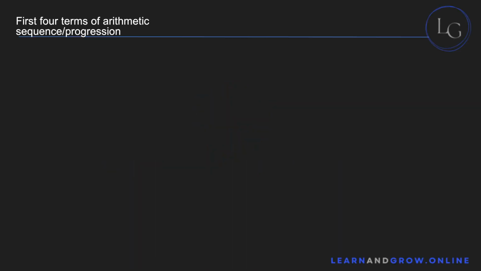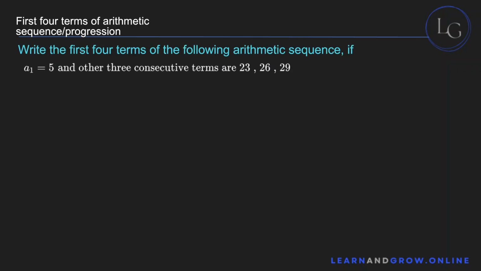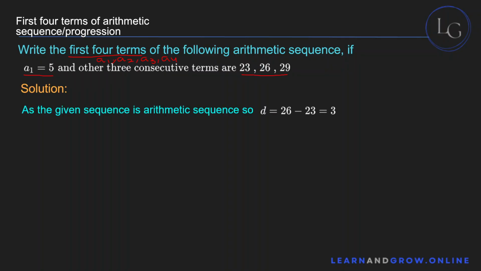Now we discussed what an arithmetic sequence is in theory. Now let's implement it. With this example, it says here we have to find the first four terms of the following arithmetic sequence. The first four terms are obviously A1, A2, A3, and A4. A1 is already given to us, that's 5. And in this arithmetic sequence, these three consecutive terms are given to us. Now, we have to find A1, A2, A3, and A4 using this information.